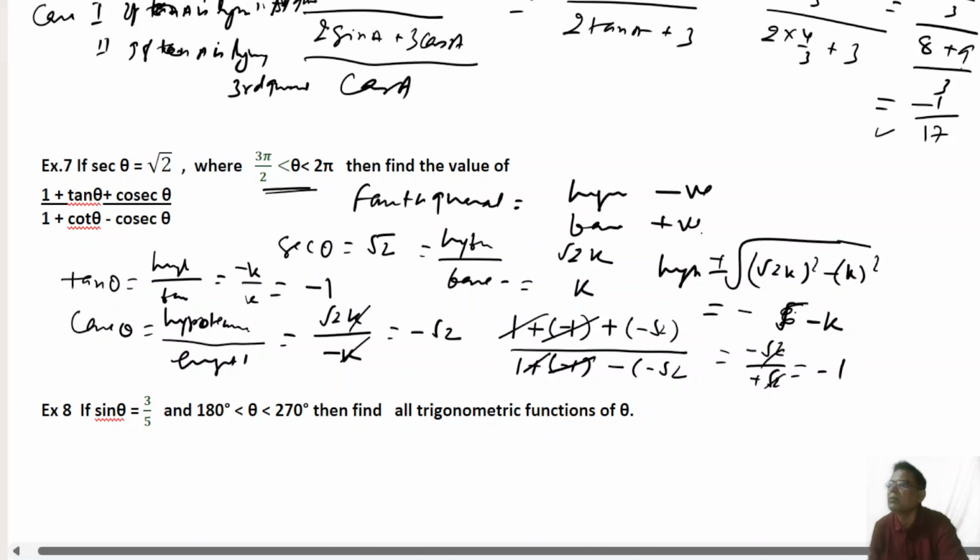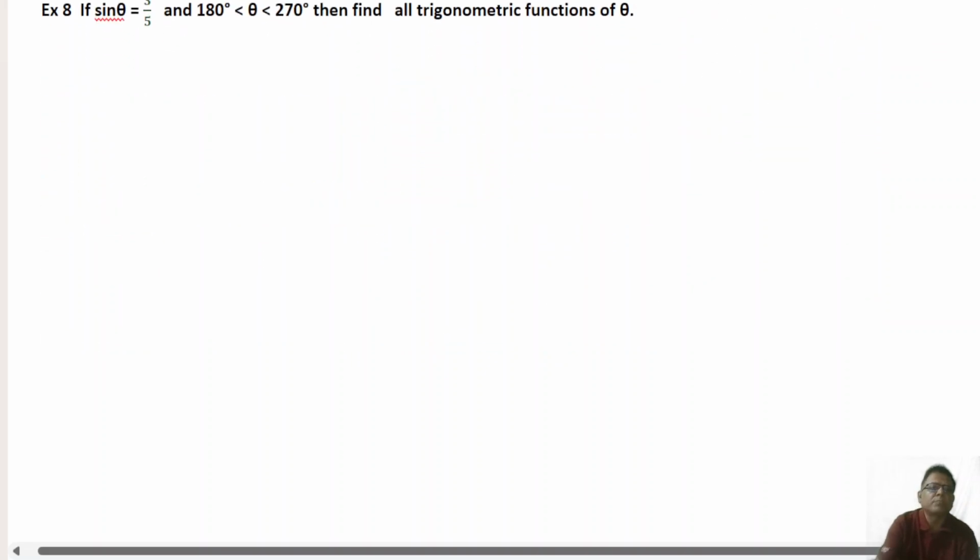So this will be the answer, minus 1. Let us see, this is question number 7. So minus 1 is the correct answer. So now come to the 8th question, and this is the last one.